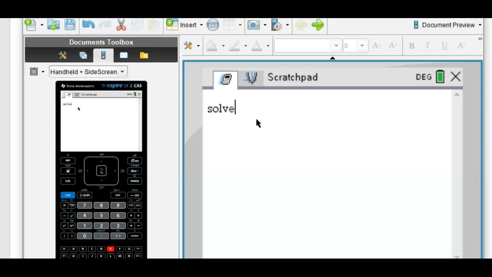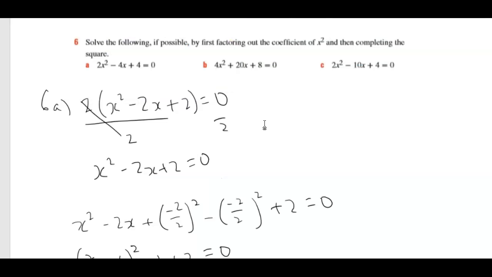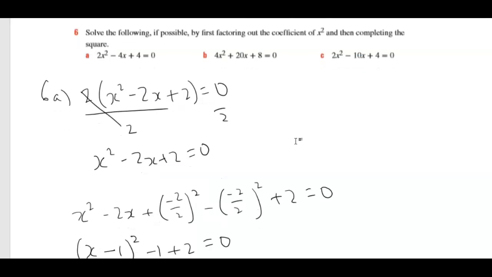Okay, so solve, similar to when we were doing linear equations. So 2x squared minus 4x plus 4. This time we can let it equal 0 because we're solving it. We're not just graphing it. And it comes up false. And don't think that you've made a mistake, but as I explained before, it's a parabola that doesn't cross the x-axis. So that's why you would see false there.